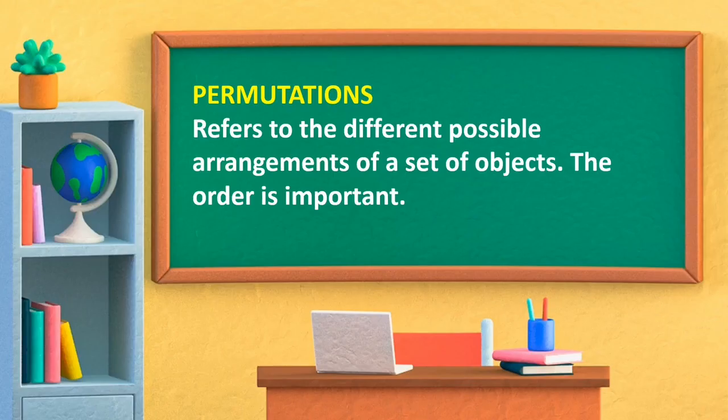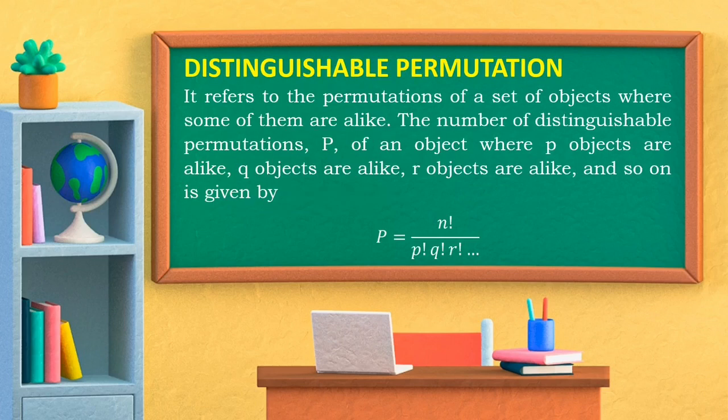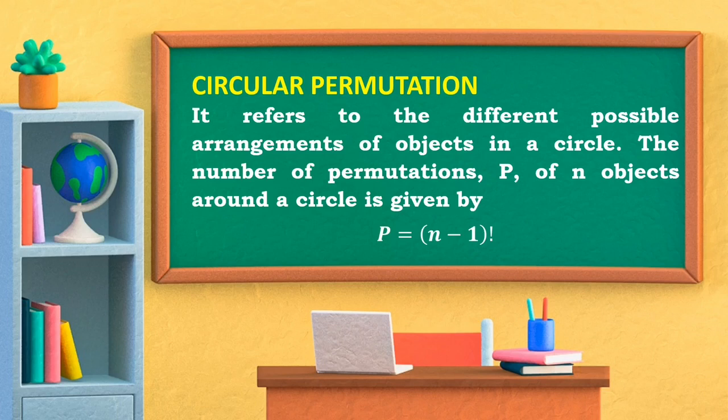To sum up our discussion for today, let us define again the 3 types of permutation. Permutations refers to the different possible arrangements of a set of objects. The order is important. Distinguishable permutation refers to the permutations of a set of objects where some of them are alike. The number of distinguishable permutations of an object where P objects are alike, Q objects are alike, R objects are alike, and so on is given by this formula. Circular permutation refers to the different possible arrangements of objects in a circle. The number of permutations P of n objects around a circle is given by this formula.